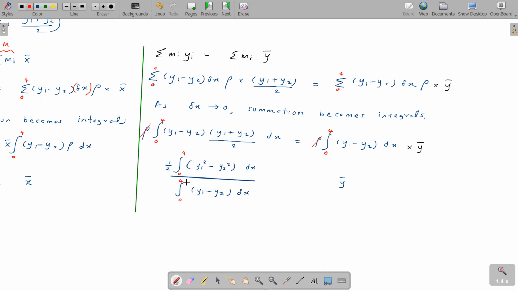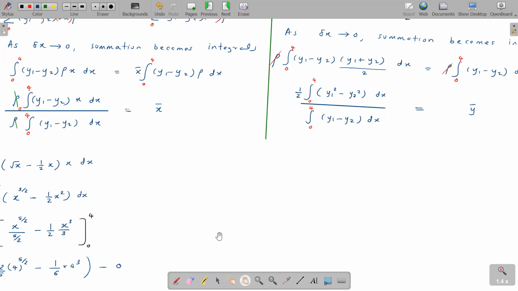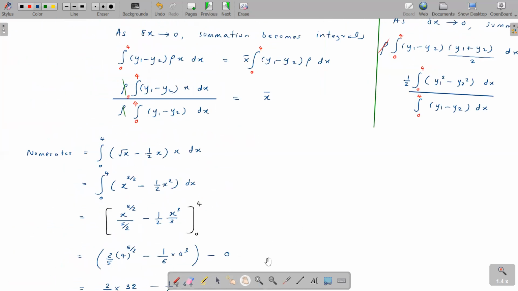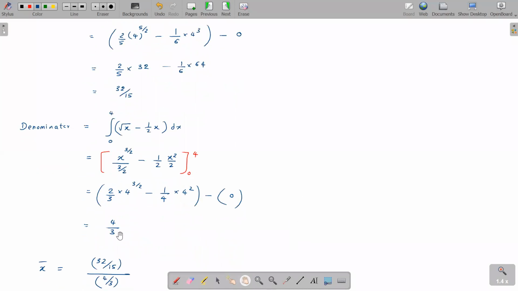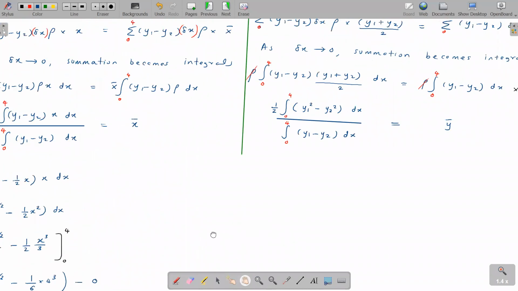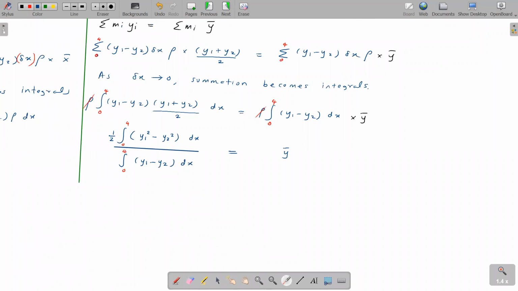Of course, you'll have to find the numerator, but the denominator, I think we already got it. The integration of y1 minus y2 from 0 to 4, we already got that answer as 4 over 3. So that doesn't need to be found. The only thing you have to find here is the numerator. So let's first find the integration of y1 square minus y2 square with respect to x. Integration limits are from 0 to 4. All right, so let's apply the values and find it now.